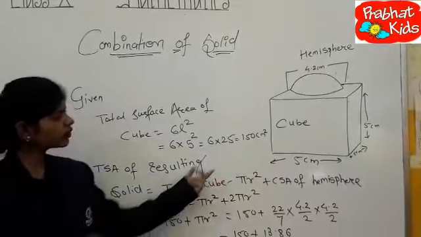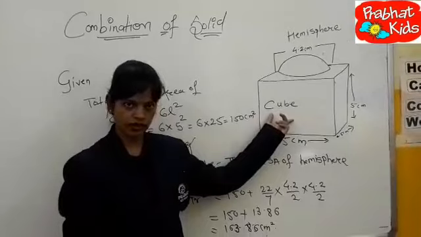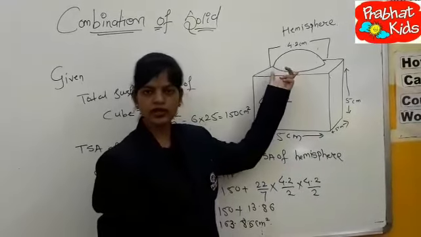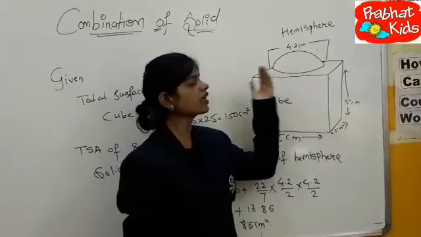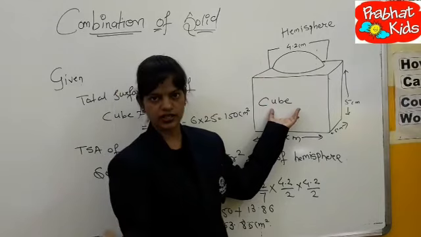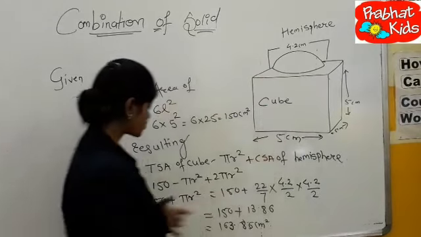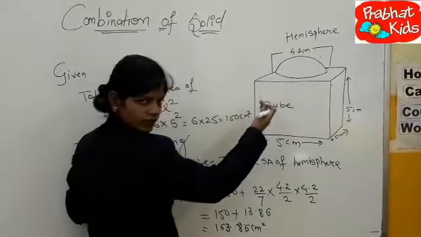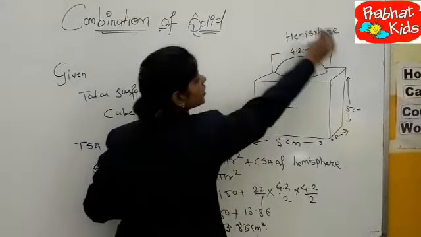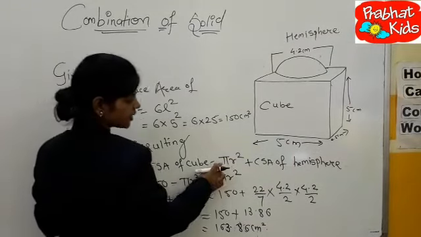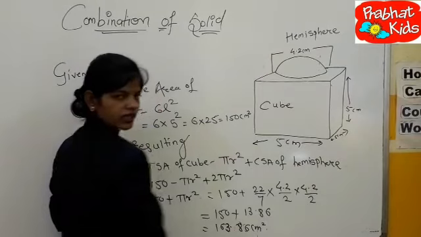It will include the total surface area of the cube and the curved surface area of the hemisphere. The one point you have to remember is that the base of the hemisphere is not included in the total surface area of the resulting solid. So from the total surface area of the cube, we have to subtract the base circular part, as we are just calculating the upper part of the given solid. And we add the curved surface area of the hemisphere.